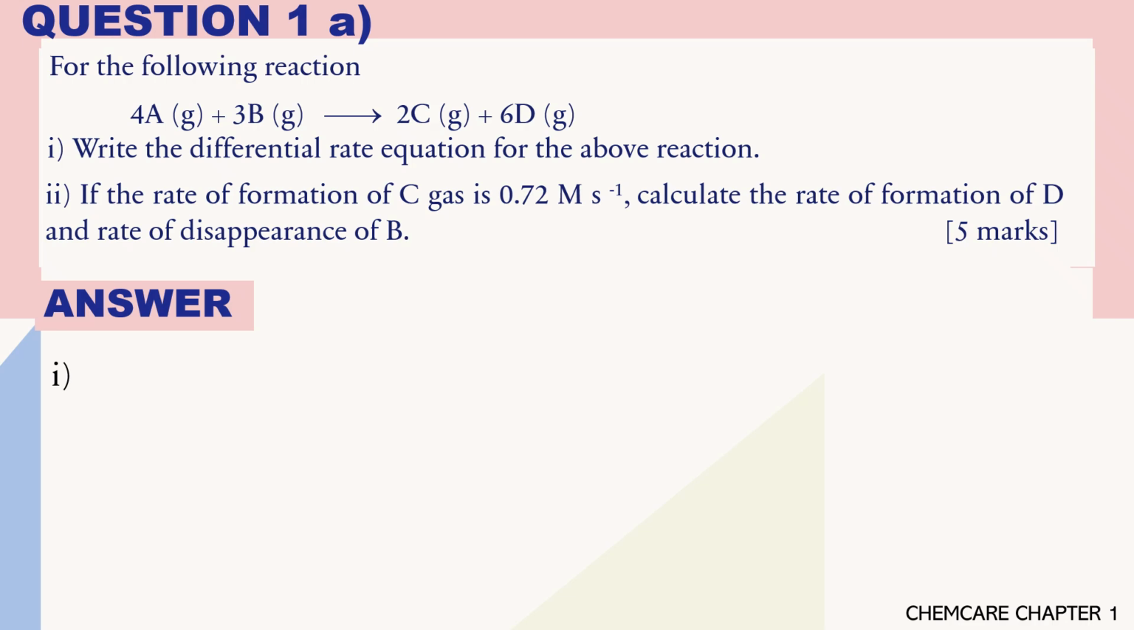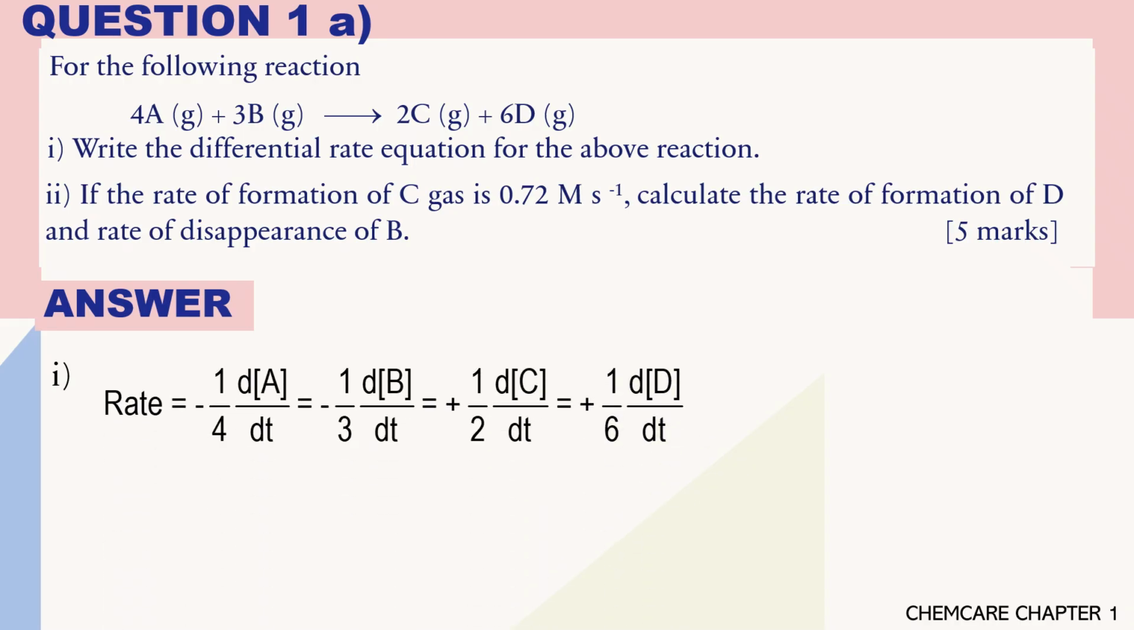So to write the differential rate equation, we must know the stoichiometry coefficient for the reactants and products. And also we need to put the negative sign for reactants and positive sign for products, because the reactants are decreasing with time while the products are increasing with time. So we have to start by writing the word rate equal to negative 1 over 4 dA over dt equals to negative 1 over 3 dB over dt equals to positive 1 over 2 dC over dt equals to positive 1 over 6 dD over dt. So 1 mark for this differential rate equation.